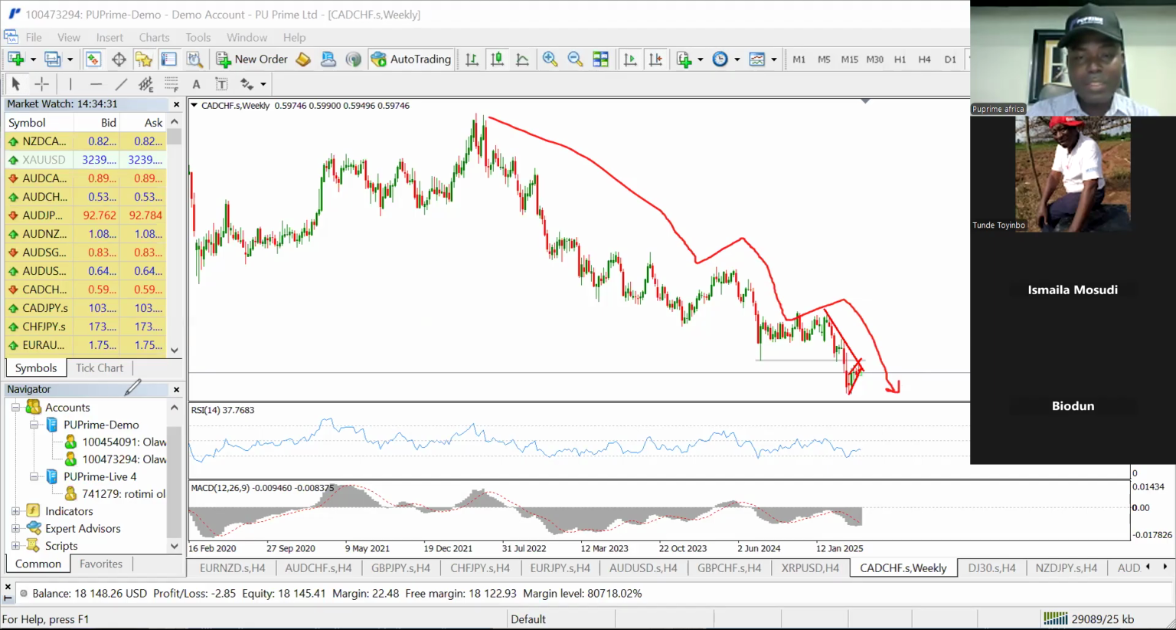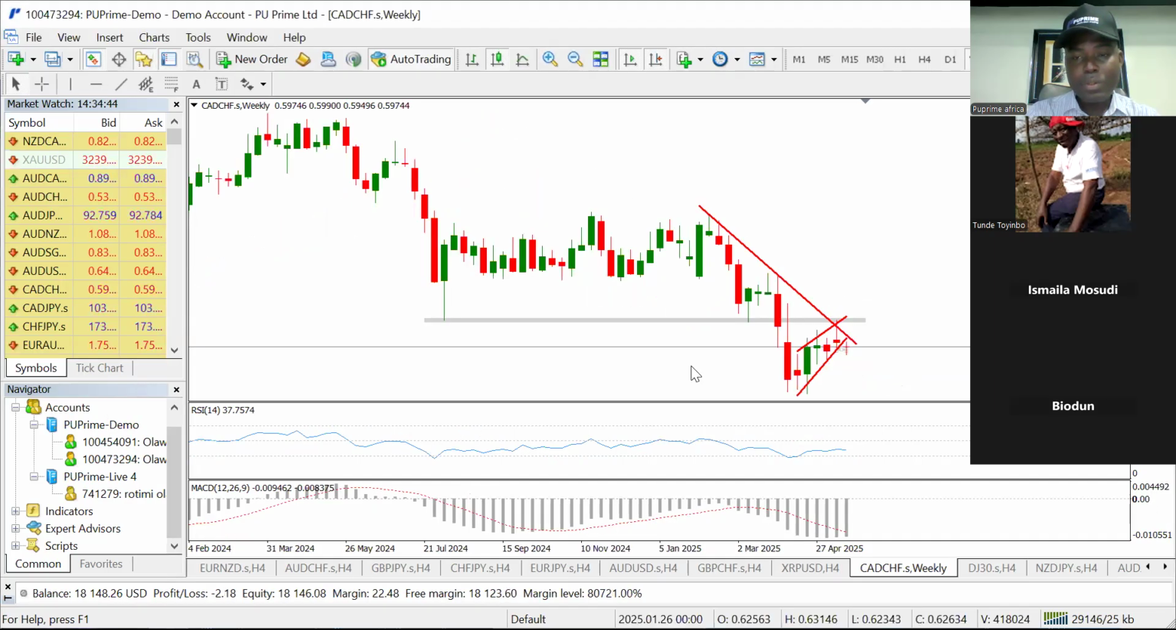And this has been sustained since 2022, almost 3 years consistently. This instrument has been on a massive downtrend. And not only that, now this is a weekly time frame, the candle that closed last week closed as a rejection candle on a support turned resistance level. So technically, we're looking for a continuation in the bearish direction on the CAD CHF.